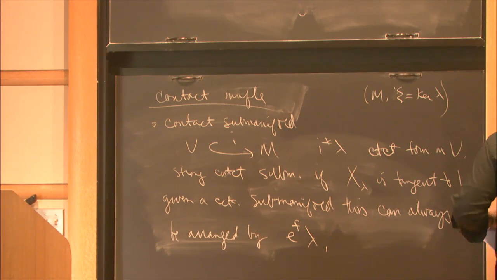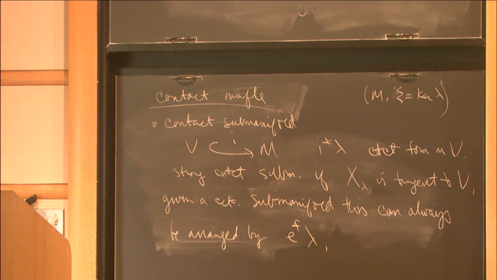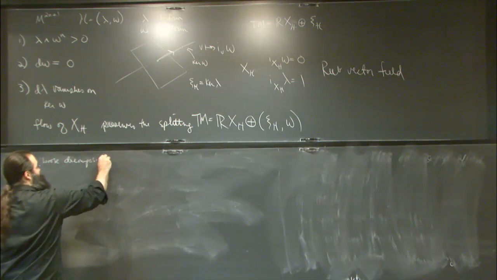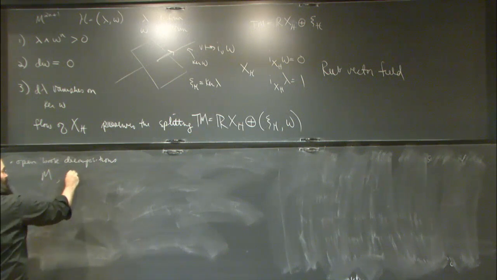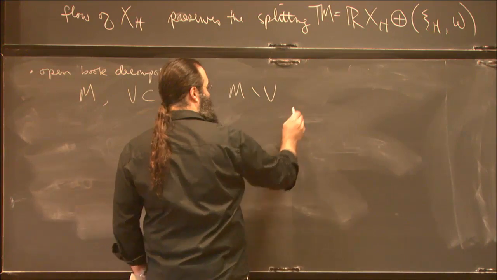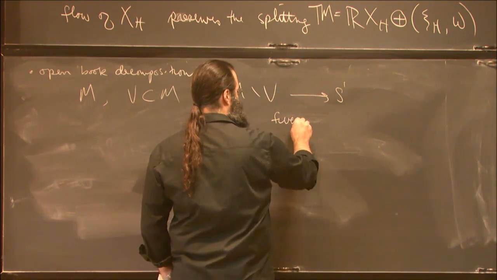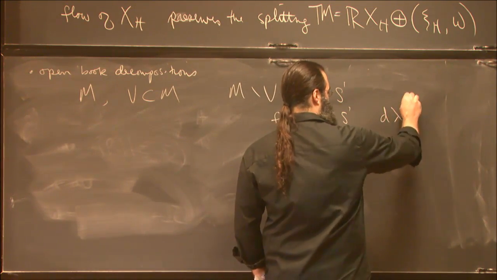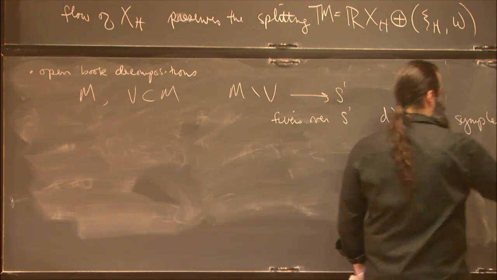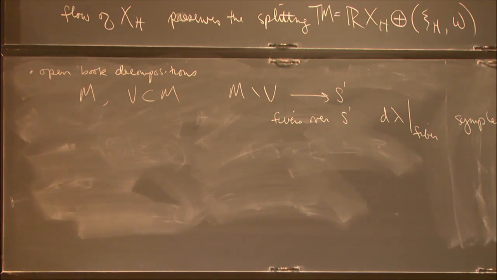All right, so let's actually get into some more specific examples within that world, just trying to convince you this is a notion worth studying. So there are open book decompositions. In this case, I'll have M, a contact manifold, and V, a possibly disconnected submanifold, and M minus V fibers over S1. And d lambda restricted to a fiber is a symplectic form. Okay, so these play a very important role in contact topology, understanding the structure of contact manifolds, both in 3 dimensions and higher dimensions.